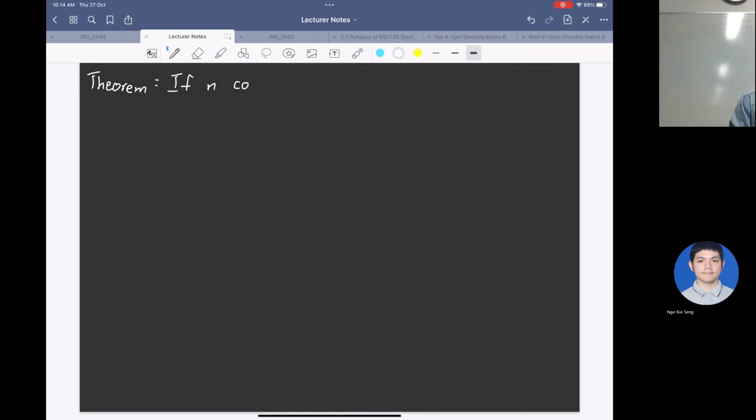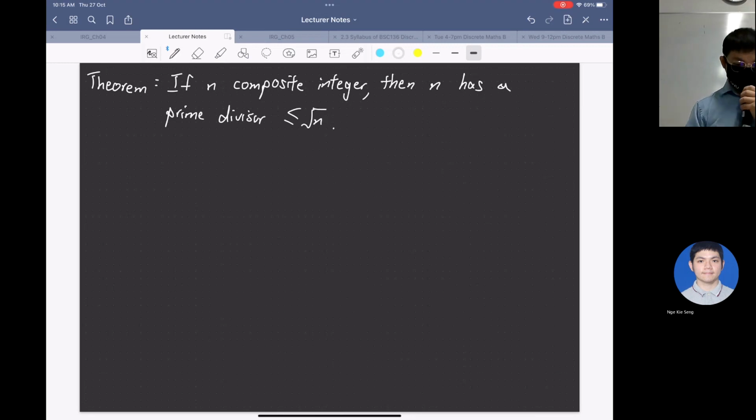How many of them? Let's see. So the theorem is: if n is a composite integer, then n has a prime divisor which is less than or equal to square root n. So to show something is a prime, you need to take the contrapositive of this statement. If n does not have a prime divisor that is less than or equal to square root n, then n is a prime. So you just need to check all the prime numbers that are less than or equal to square root n.